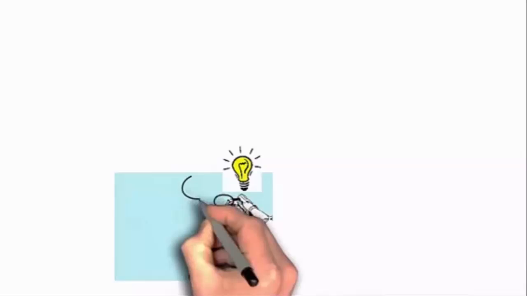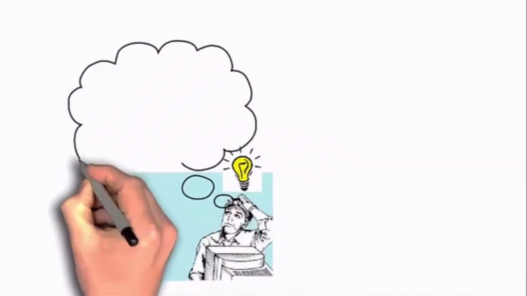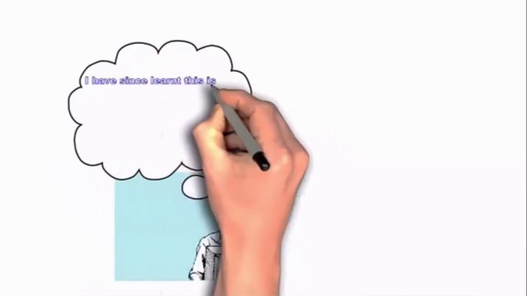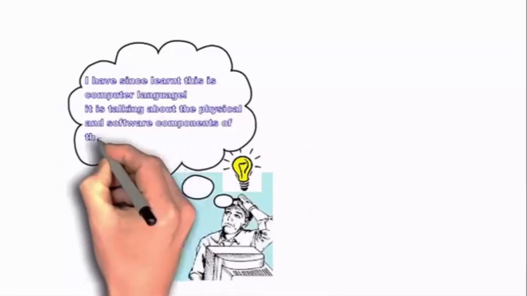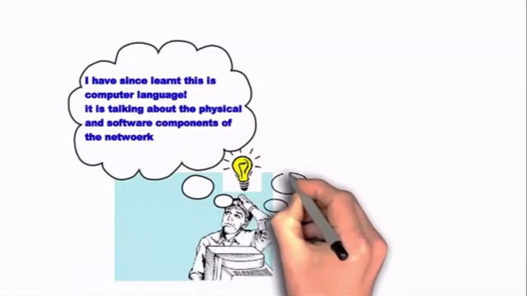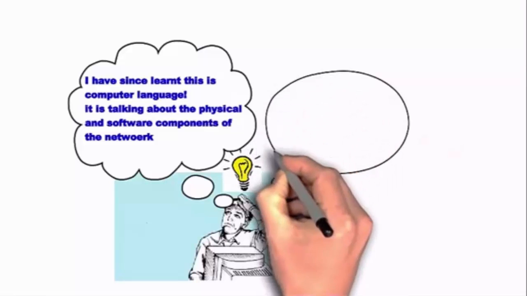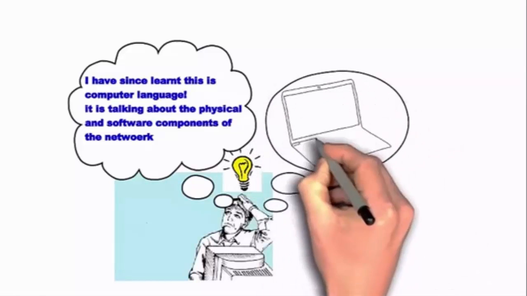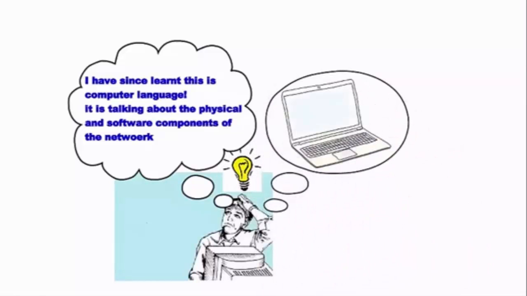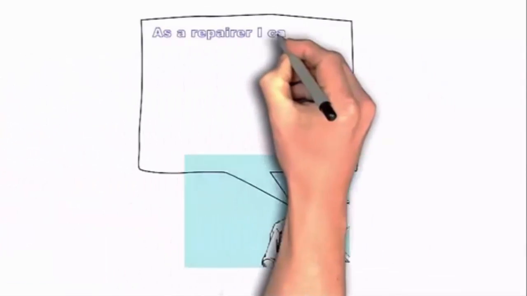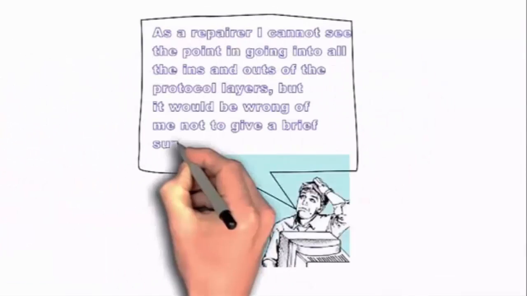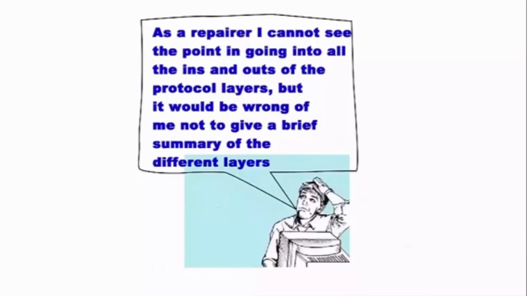Why call it layers? Who knows? But I do know it is all computer talk for the physical as well as the software engineering rules that govern the factors that make the network what it is. Now that I know this, it doesn't seem so complicated, because at the end of the day it does not help me to fix the car. As a repairer, I do not see the point in going into all the ins and outs of the different layers, but it would be wrong of me not to give you a brief summary.